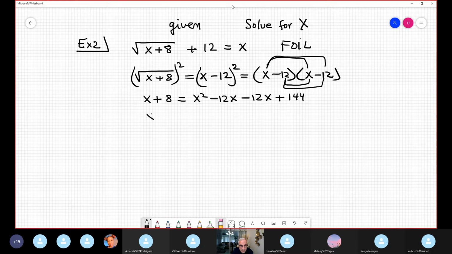Okay, and the next time I do some algebra, I combine like terms, I see, wow, look at that. Negative 12x and negative 12x together is negative 24x. We combine like terms: minus 24x plus 144. So at this moment, I stop. I see, wow, what kind of equation is it?